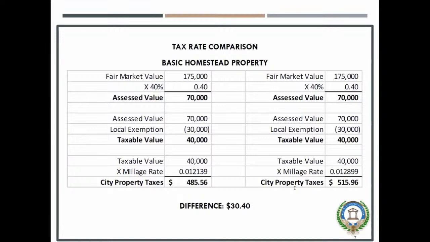If the city chose to roll back the millage rate, that same homeowner's tax bill would be reduced by $30.40 per year. That's $2.53 per month to the average homeowner. This is a nominal relief to the average taxpayer, but a significant impact to the city's budget. Remember, the impact to the city is just under $2 million, which represents about 2.6% of the city's revenue budget for fiscal year 22.